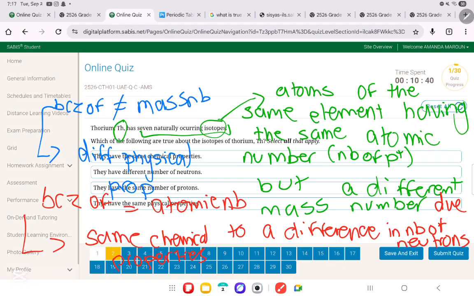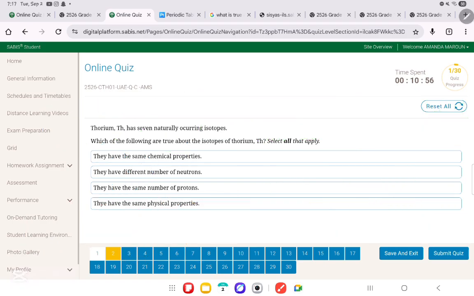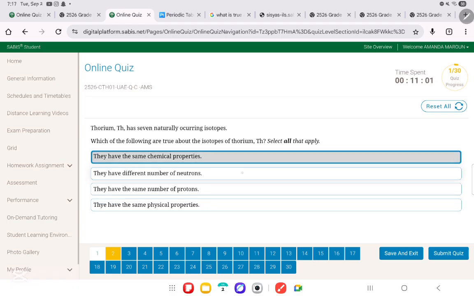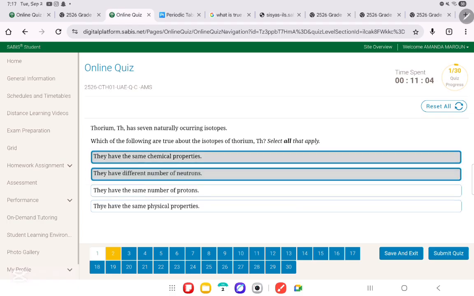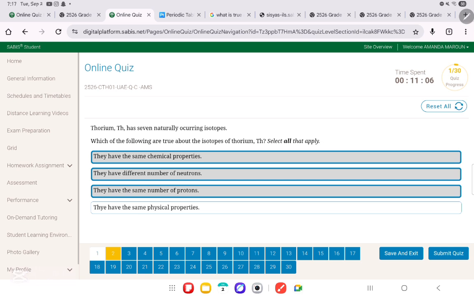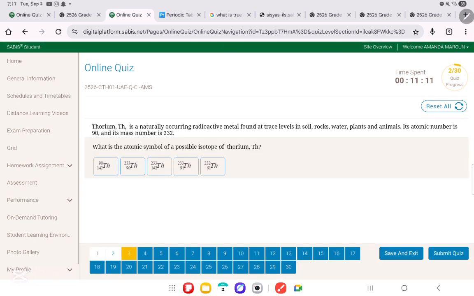So again, a quick recap. Isotopes are atoms of the same element having the same atomic number, which is number of protons, but a different mass number due to a difference in number of neutrons. Because of the difference in mass number, they will have different physical properties, and because of the same atomic number, they will have the same chemical properties. So which of the following are true about isotopes of thorium? They have same chemical properties, they have different number of neutrons, they have same number of protons, however, they have a different physical property. Let's move on to question number 3.